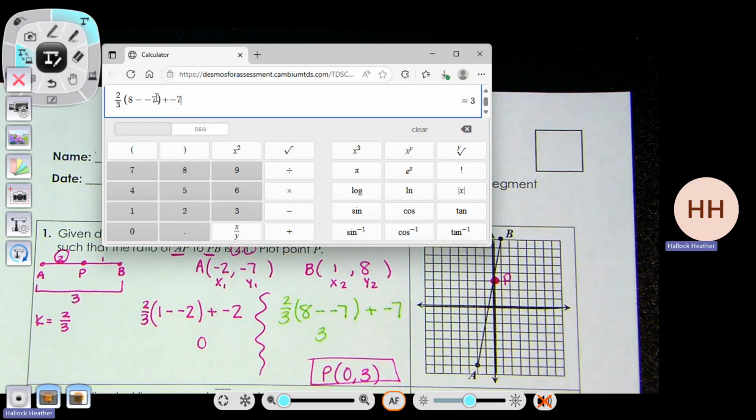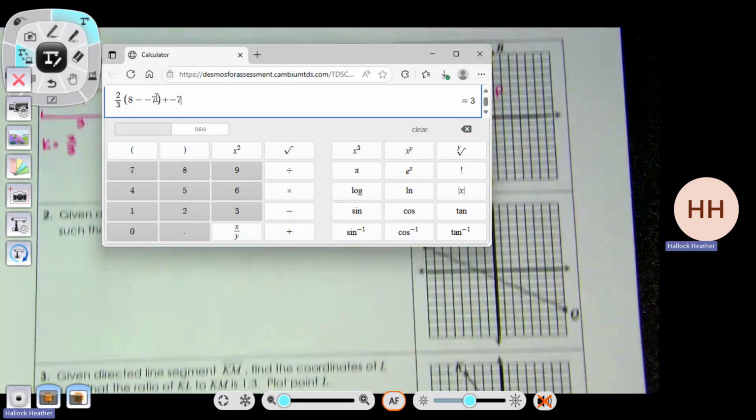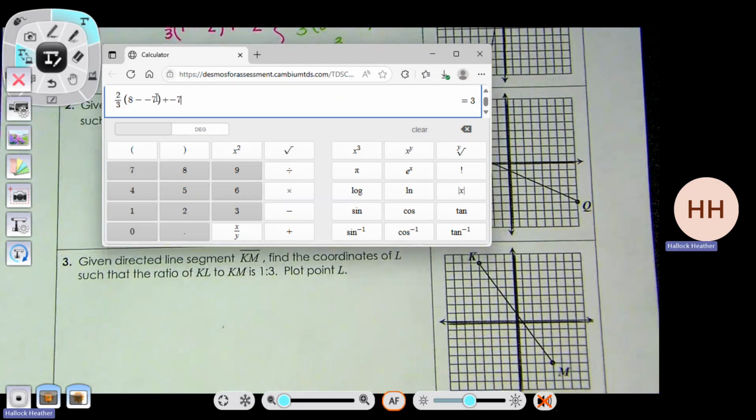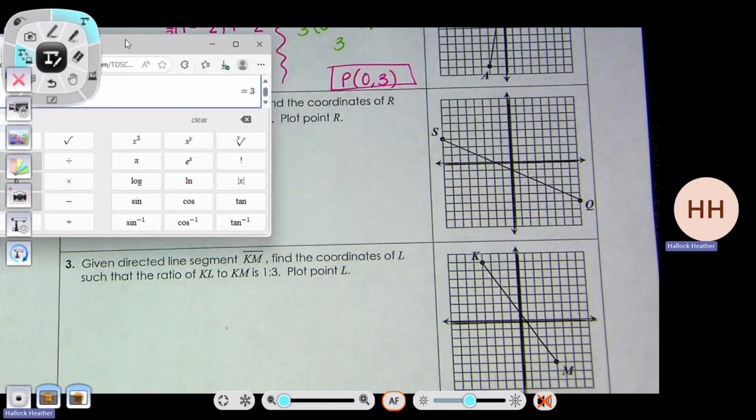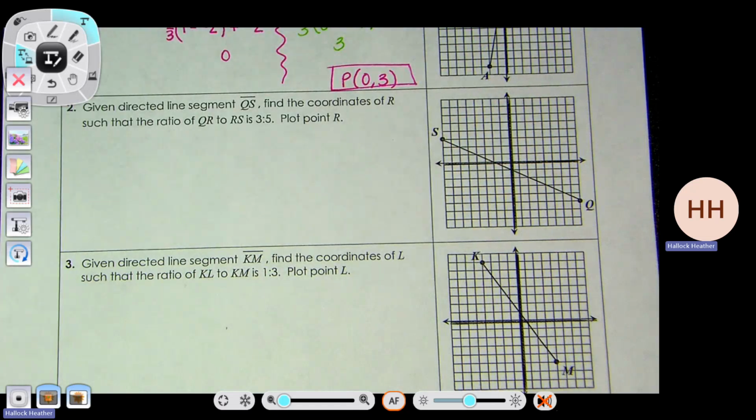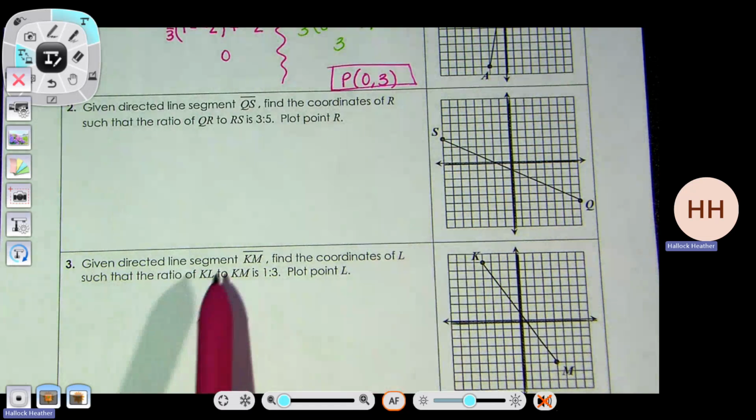3. So number 3, same thing. It says, given the directed line segment, it's telling you a direction for a reason. We have to start at the first letter. So the first letter I'm starting at is K.